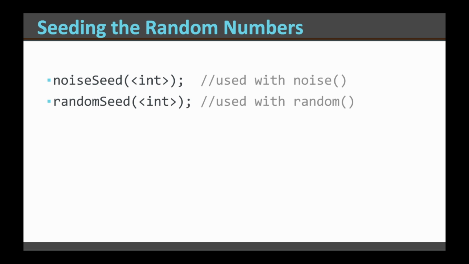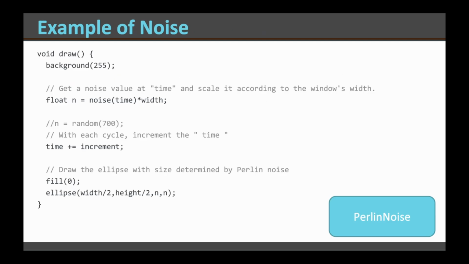If you use random without a seed, it actually calls random to get a seed for you. So it'll randomly seed your random number generator if you don't set noiseSeed or randomSeed at the start. So we got stuff. Building tools, broadening our toolkit.